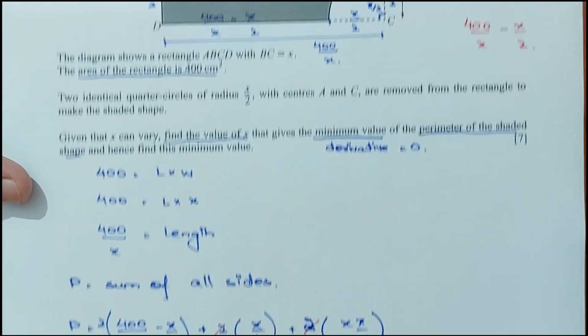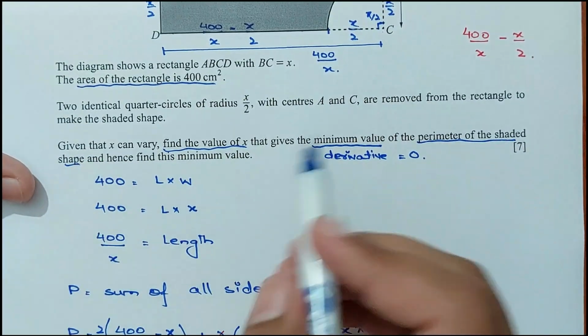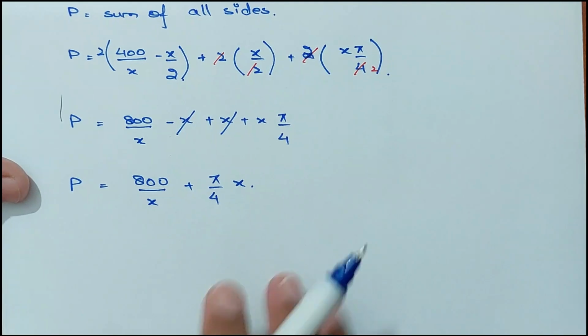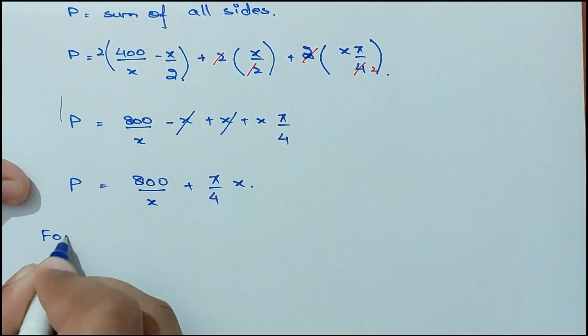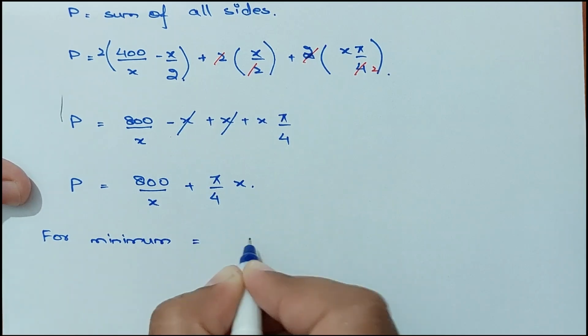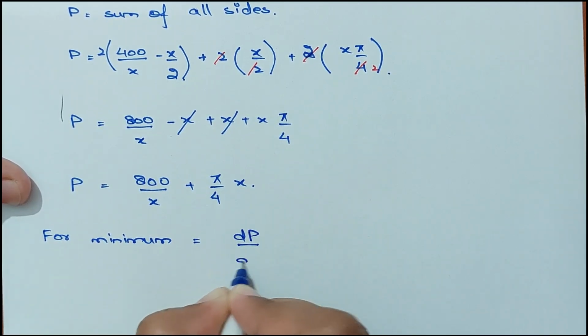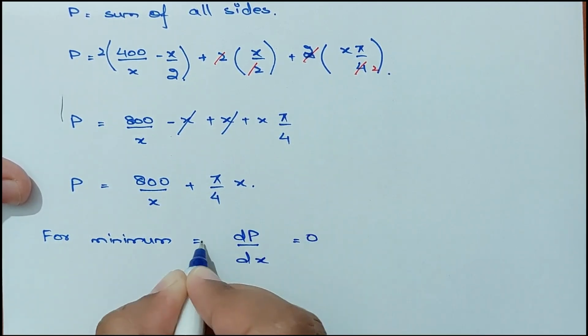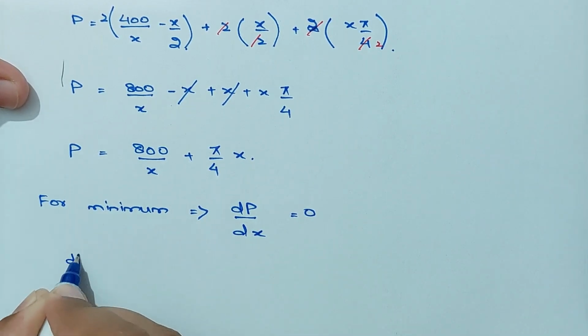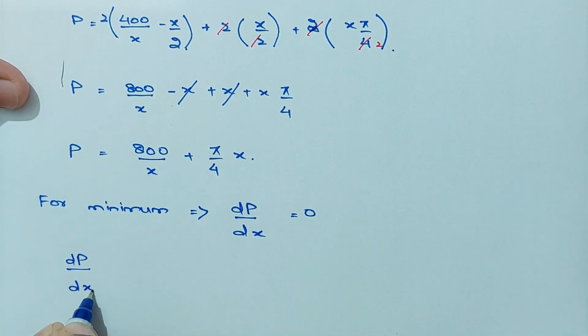Now this is a parameter of the shaded shape. Now we have to find the minimum value of that parameter of the shaded shape. And for minimum, what we have to do, we need to do dP over dx and put it equals to 0. All right, now let me differentiate this. So we can say dP over dx.